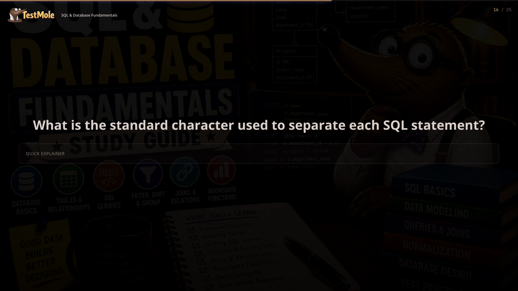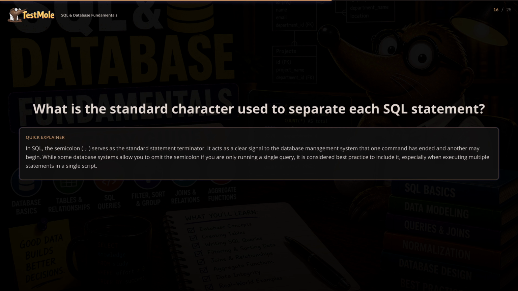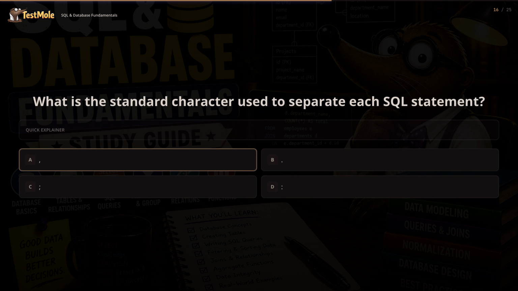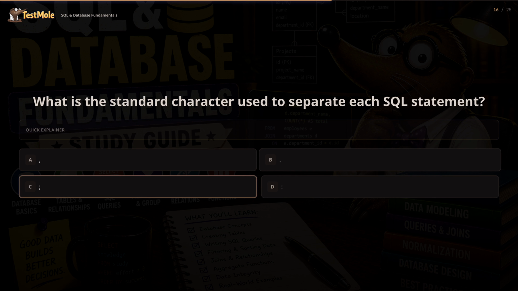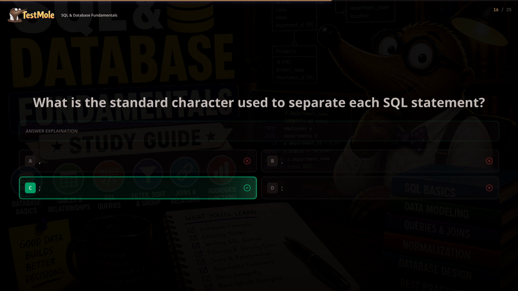What is the standard character used to separate each SQL statement? In SQL, the semicolon, winky face, serves as the standard statement terminator. It acts as a clear signal to the database management system that one command has ended and another may begin. While some database systems allow you to omit the semicolon if you are only running a single query, it is considered best practice to include it, especially when executing multiple statements in a single script. Choose between A, B, C, D.